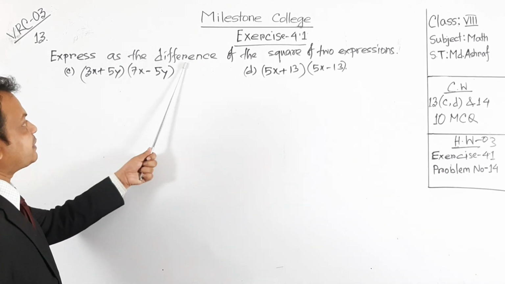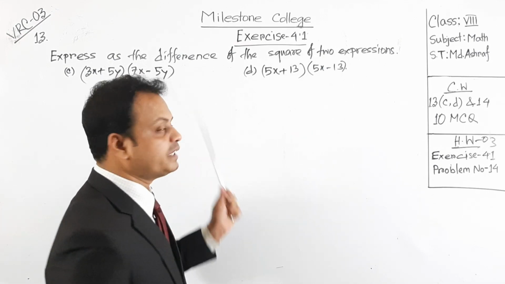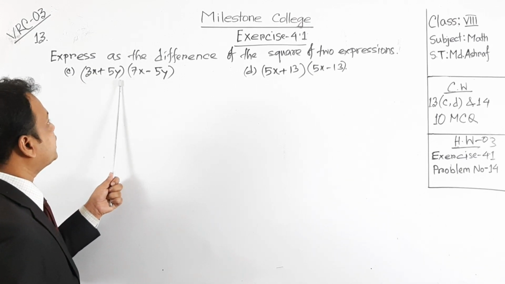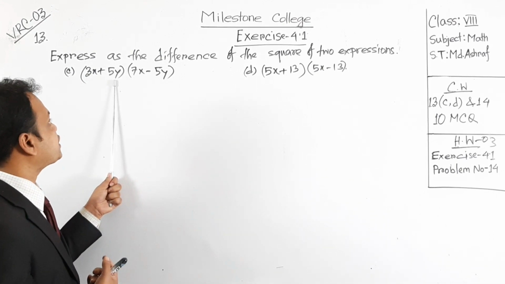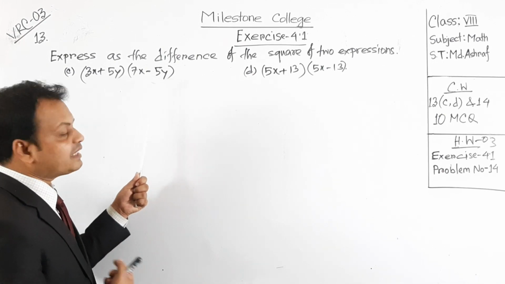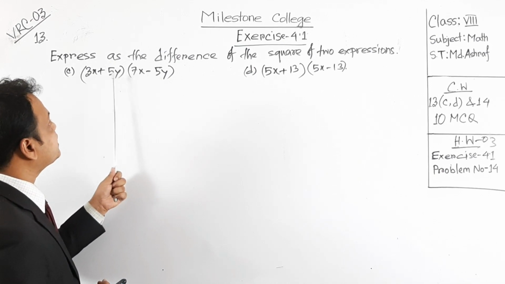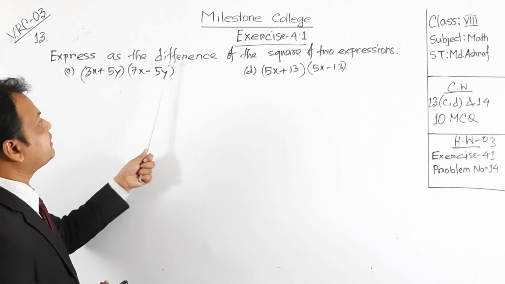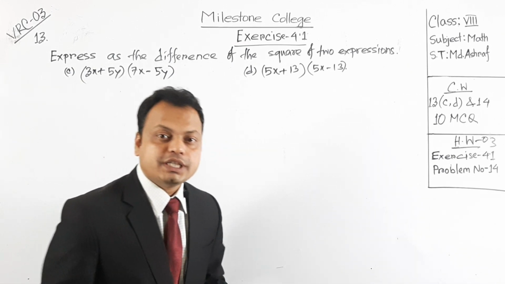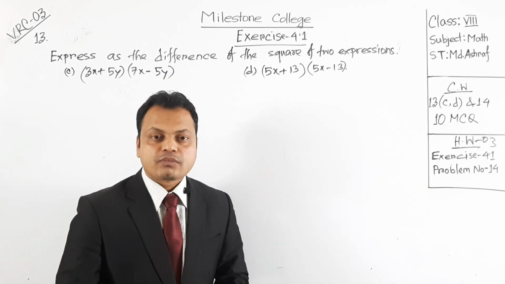Express the difference of the square of two expressions. These are the two expressions: 3x plus 5y is one expression, and 7x minus 5y is another expression. So we have to express these two expressions as the difference of squares. Dear students, how can we express this as the difference of two squares? Who can tell?